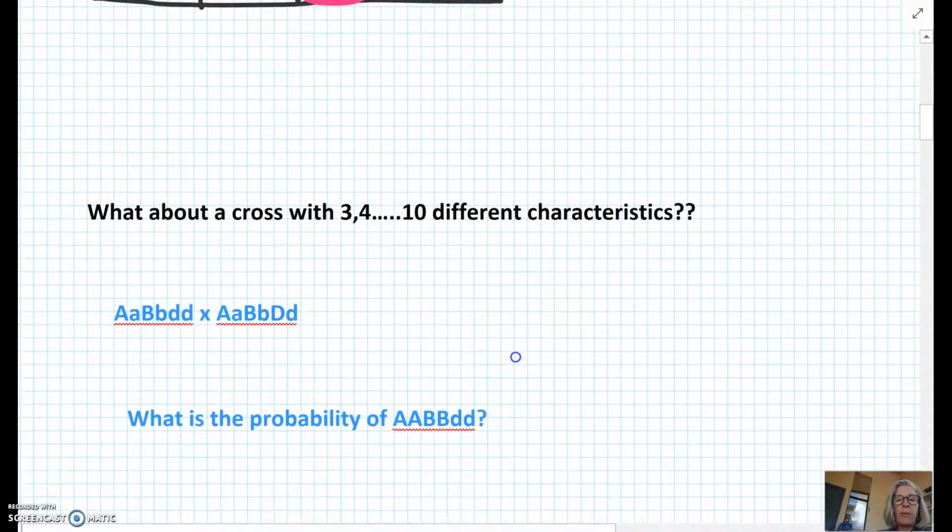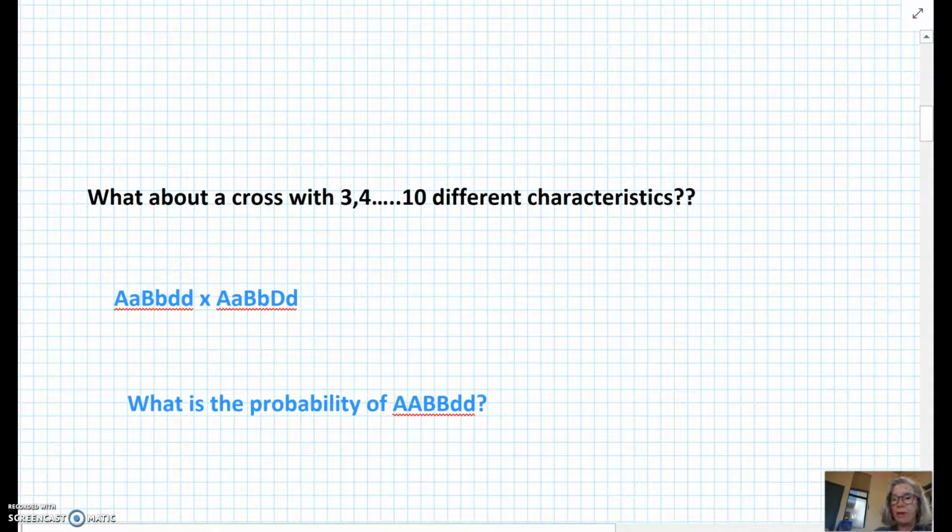Now, what about if we do a cross with 3 or 4 or 10 different characteristics? That Punnett square is going to get so large it's really not manageable. So I'm going to give you a shortcut. So my example is I'm just going to give you the alleles that are being crossed, because if I give you descriptions, it ends up being paragraphs long by the time I describe 3 or 4 or 5 different characteristics.